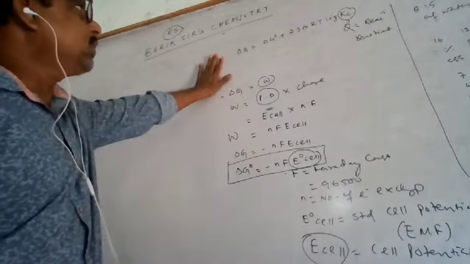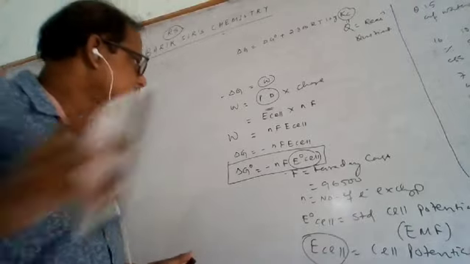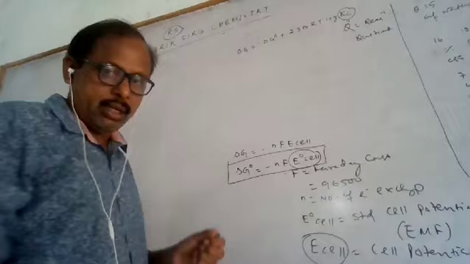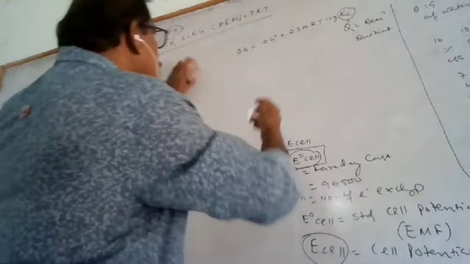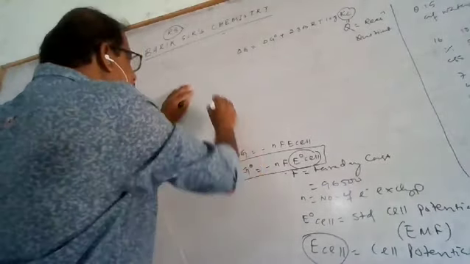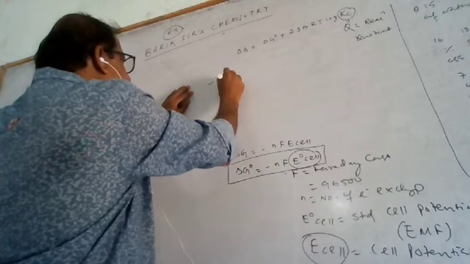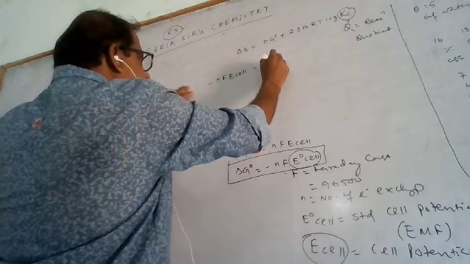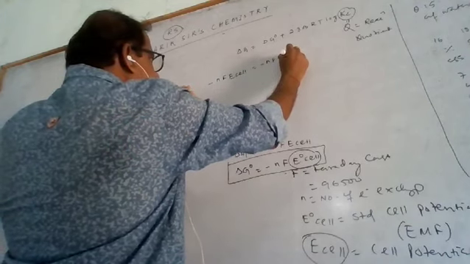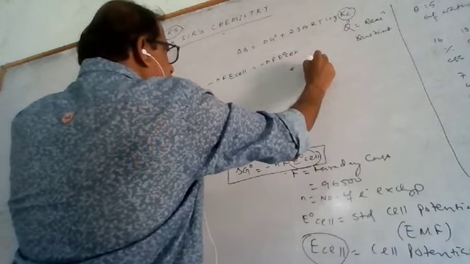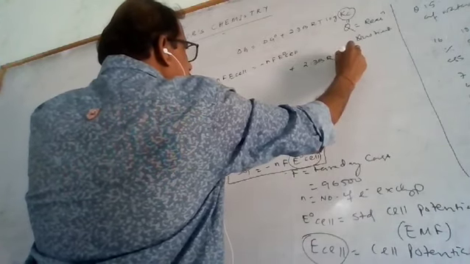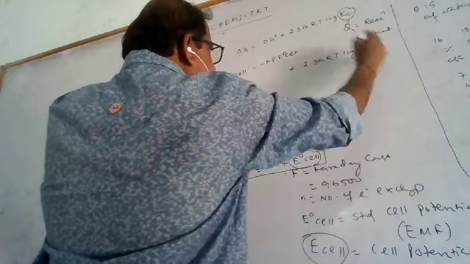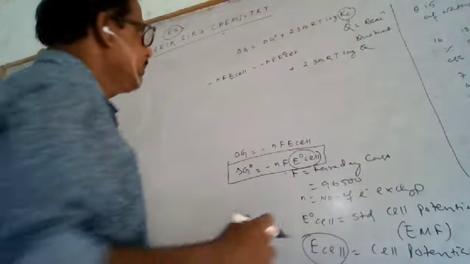So this is the equation. In this equation, if we put these values, in place of delta G we can write minus nF E cell, and in place of delta G naught we can write minus nF E naught cell, plus 2.303 RT log Kc, or you can write Q also, the reaction quotient. Same thing we'll discuss later.